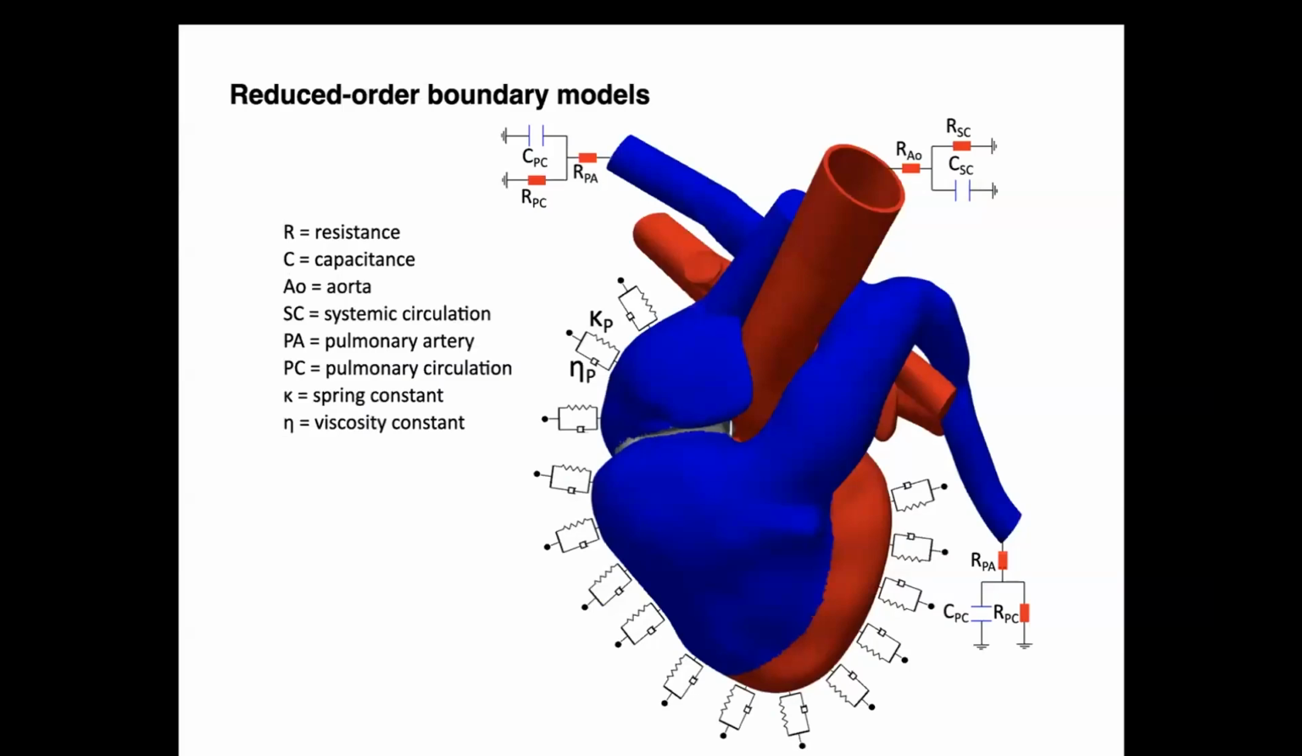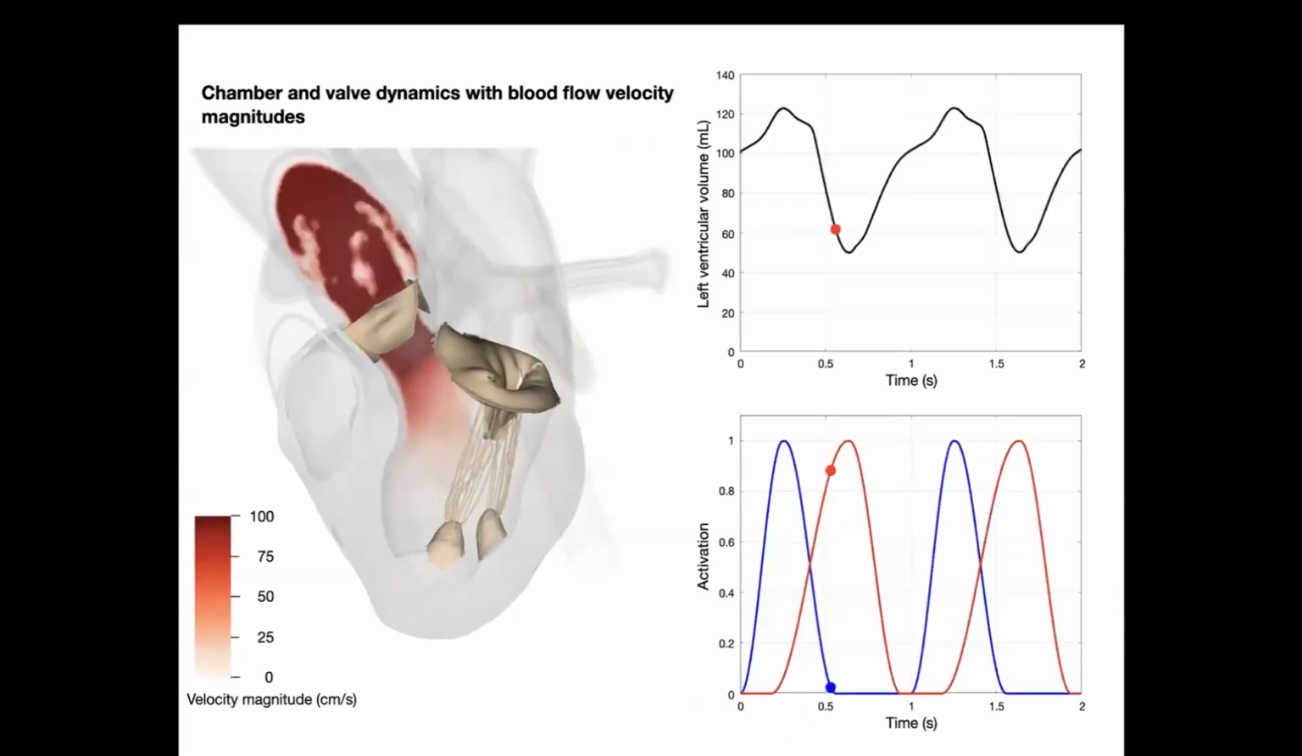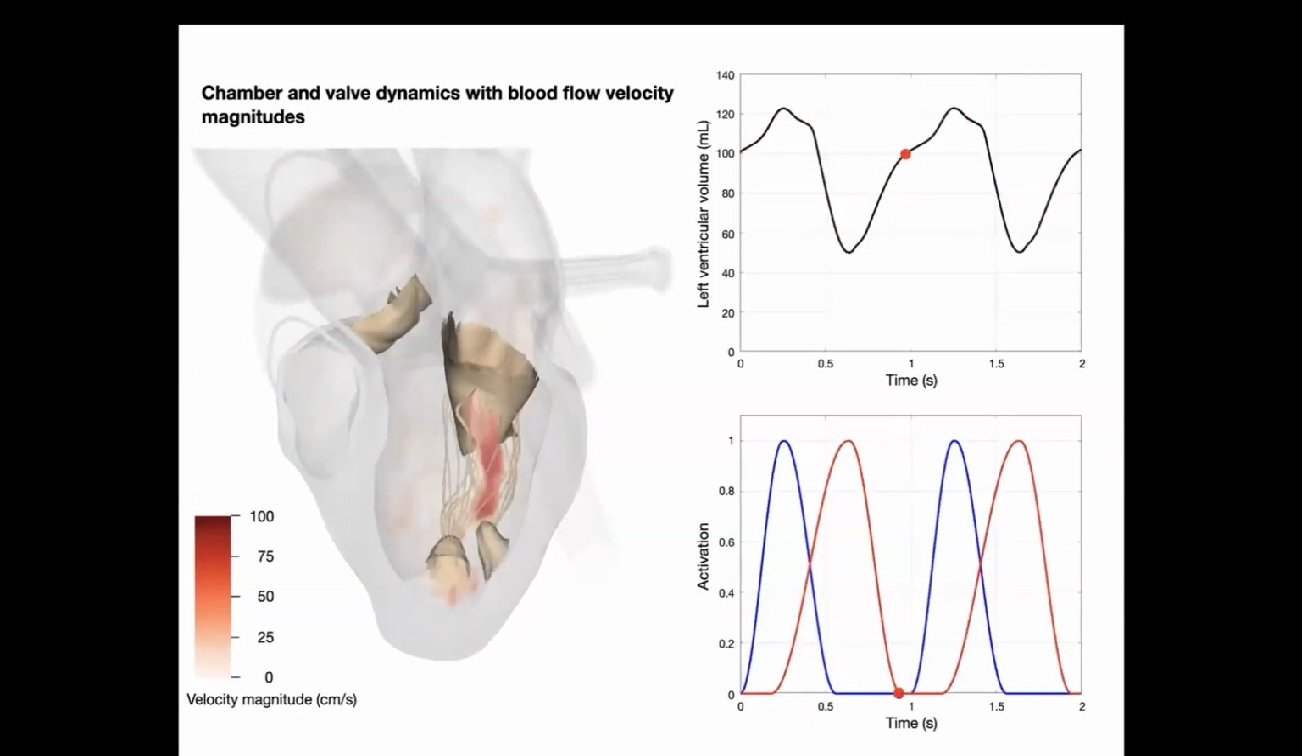The heart is not an island. The heart is surrounded by the pericardium. We don't want to model the pericardium. The pericardium is like a sac that the heart is inside, and so we instead use a reduced order model of the pericardium where it acts kind of like springs and dashpots. And similarly, we don't model the whole circulation. We are using reduced order models of the systemic and pulmonary circulations. And so you put everything together, you get stuff like this.